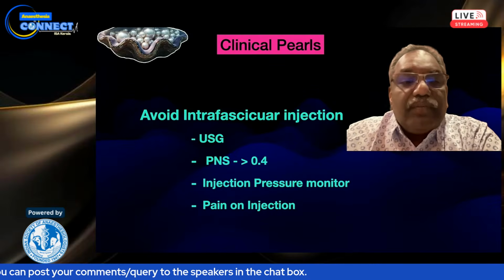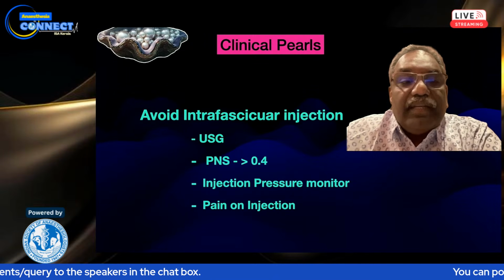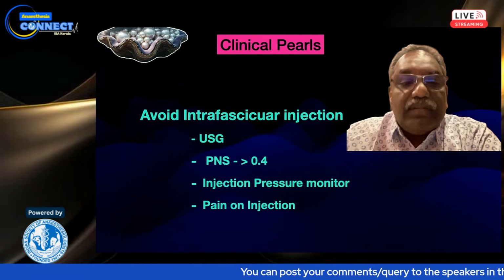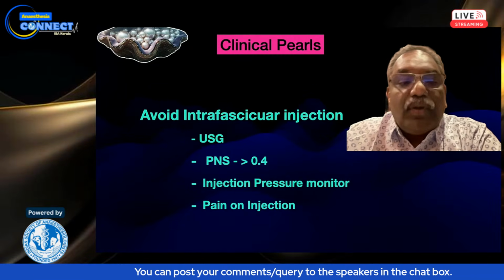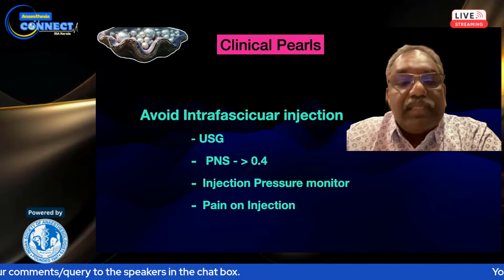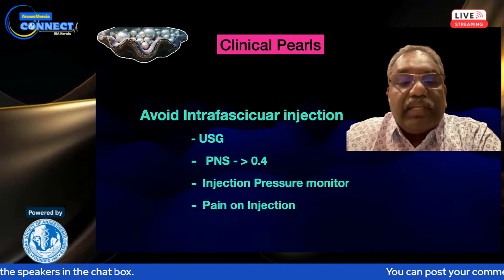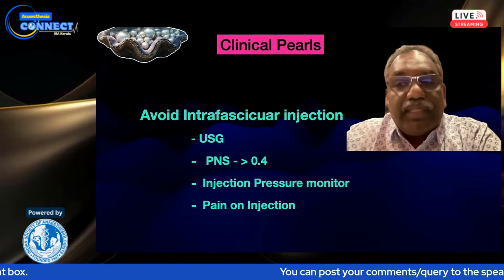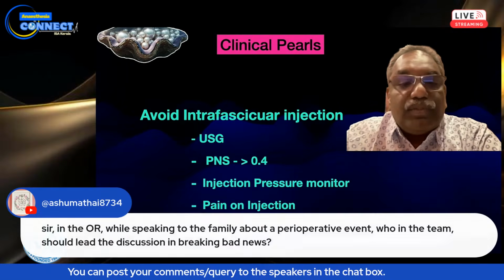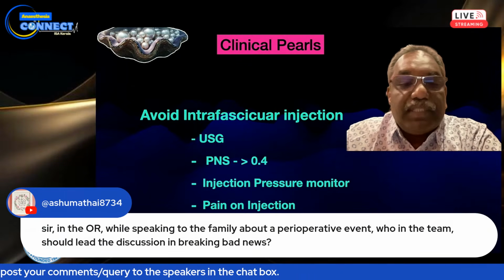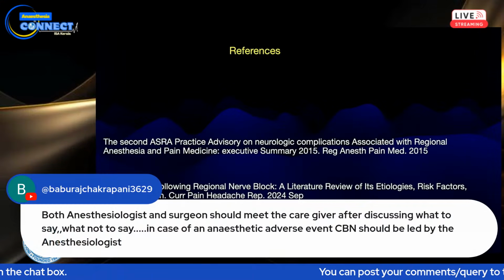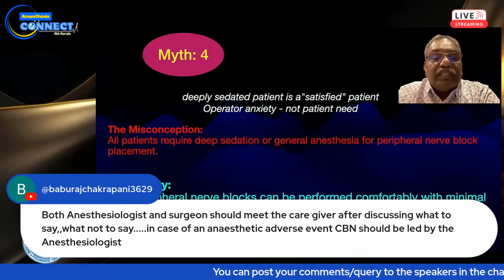And the last very important thing is to avoid intravascular injection at any cost. You should use ultrasound. A peripheral nerve stimulator is needed, especially in deeper blocks, and the stimulation has to be more than 0.4 milliamperes. If less than that, it means you are inside the nerve. Injection pressure monitors are available, but routinely we are not using them. Still, especially in sedated patients, you should be aware of the injection pressure, and of course pain on injection if the patient is awake. Some of my references.